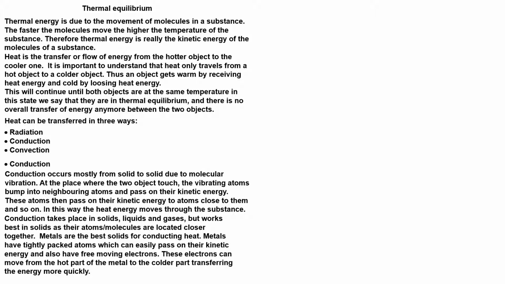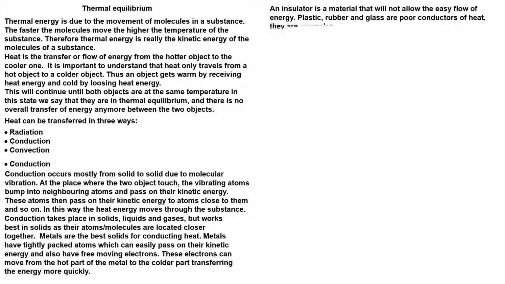An insulator is a material that will not allow the easy flow of energy. Plastic, rubber, and glass are poor conductors of heat. They are examples of insulating materials. Air is one of the worst conductors and so one of the best insulators.